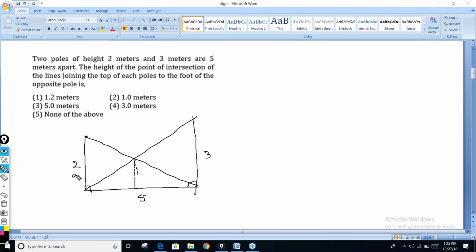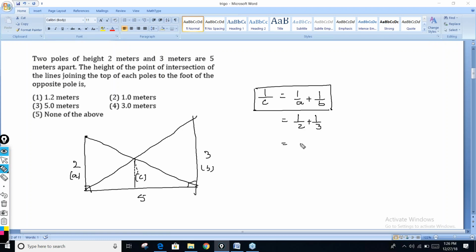Otherwise, just remember, if this length is A and this length is B, we need to find out the length of this, C. With the help of similarity, we get a direct relation. The relation is 1 by C is equal to 1 by A plus 1 by B. Remember this. This is a very useful direct relation between these three lengths based on similarity. So 1 by 2 plus 1 by 3 is my answer. That is 3 plus 2 over 6, it's 5 by 6. So 1 by C is 5 by 6. So the length of C is 6 by 5, which is 1.2 meters.